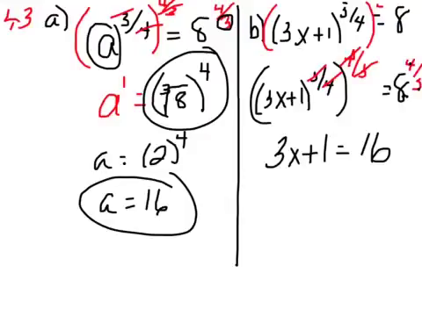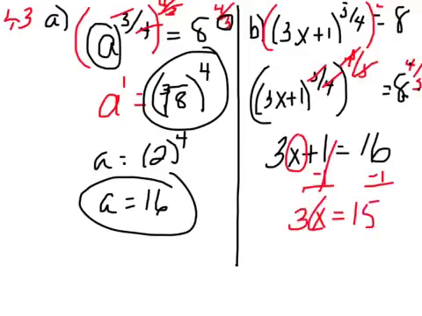Okay, if we want to know what x is, because we haven't solved it yet, to solve it is to tell what x is. To get x by itself, we would first subtract 1 from both sides, and we get 3x equals 15, and then to get x by itself, we would divide both sides by 3, and we would finally get our answer, x equals 5.